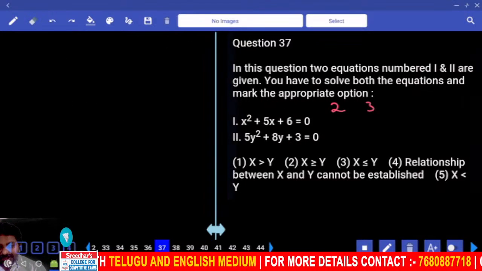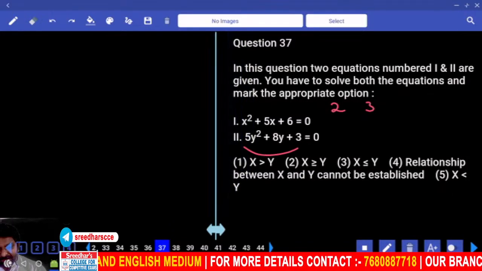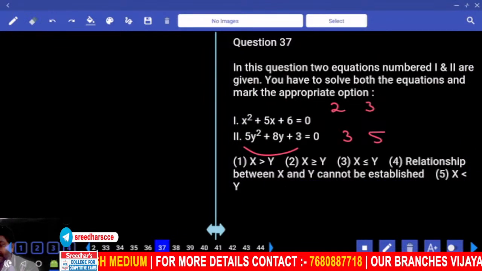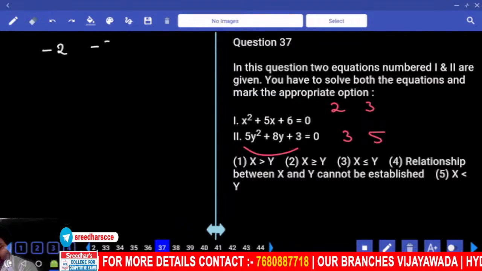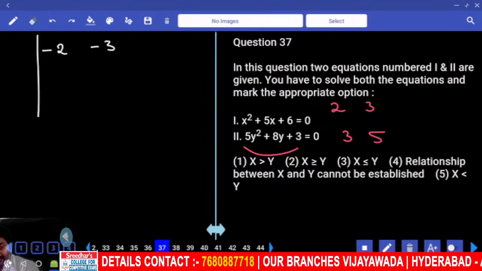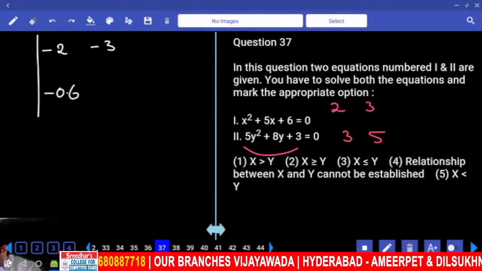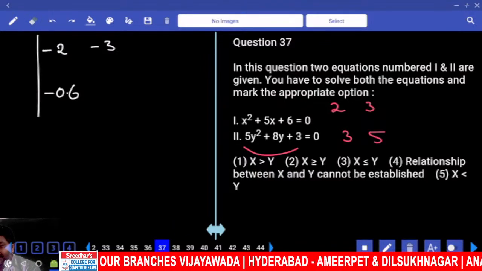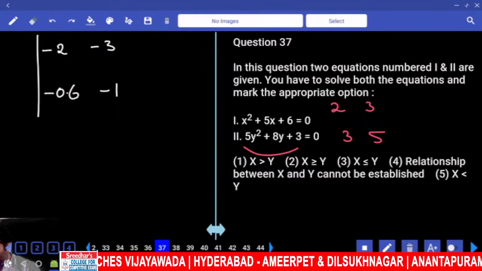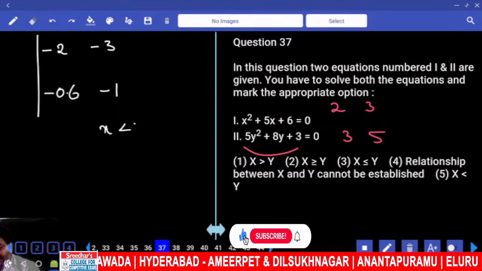Combination is 2, 3. Here combination is 3, 5. Factors are minus 2, minus 3, minus 3 by 5. I'll write it as minus 0.6, minus 5 by 5, minus 1. X is less than y.